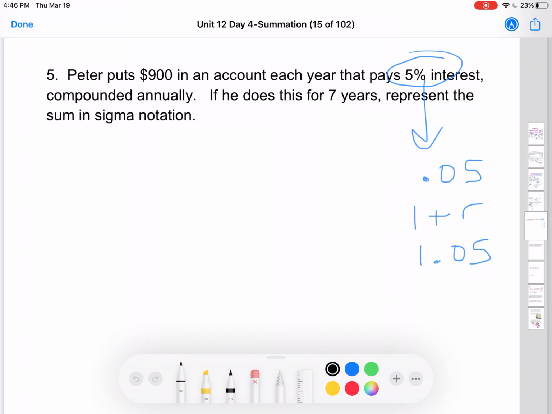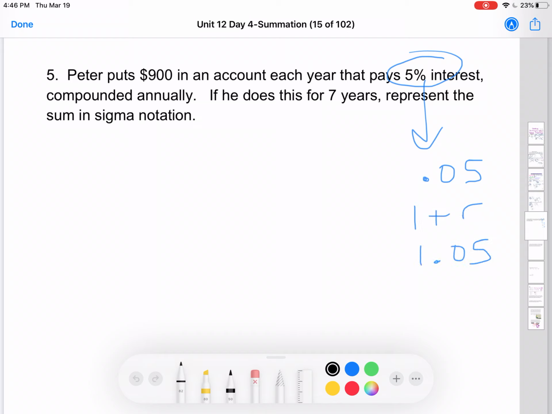Okay, so we're going to write our own sigma now. When we know we're starting with 1, and we're going up to 7. But now I have to put the rule in front there. So here is going to go my rule, or my explicit formula. So let's try that off to the side.